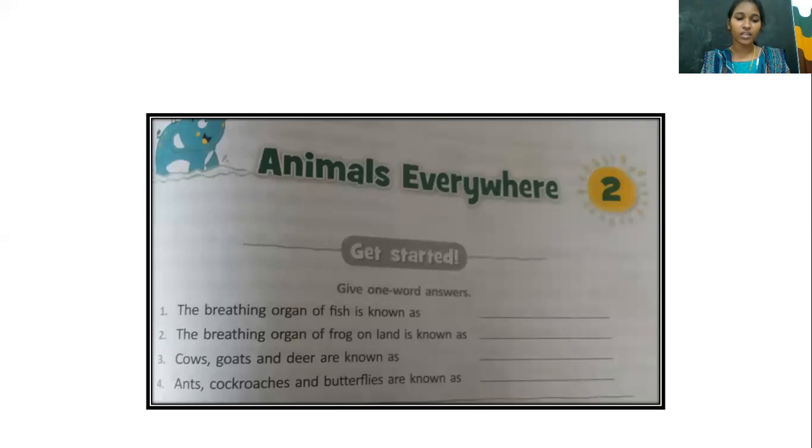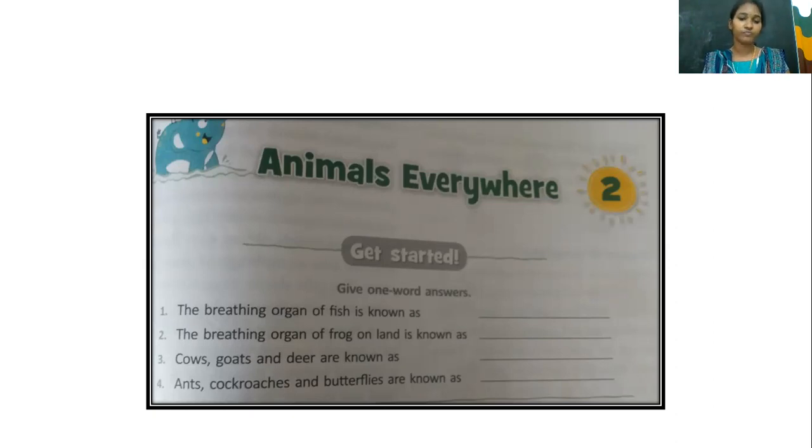Second question. The breathing organ of a frog on land is known as dash. Lungs. The breathing organ of a frog on land is known as lungs. Third question. Cows, goats and deer are known as dash. Herbivorous animals. Cows, goats and deer are known as herbivorous animals.